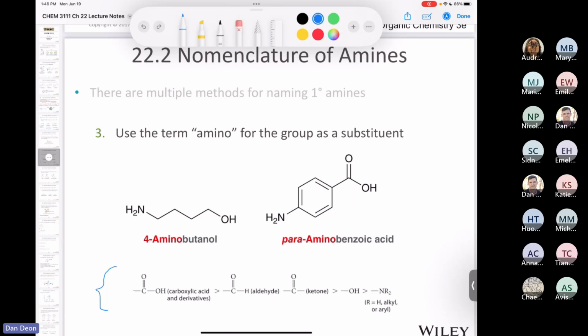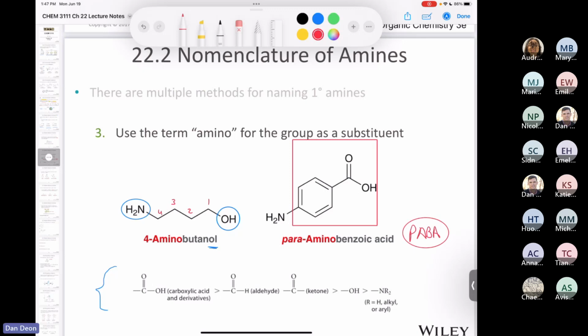What that means is if you had a compound that has an alcohol in it and an amine, you would say the compound is an alcohol. So you would name it as an alcohol. And when you have an NH2 group, you call it an amino group. So 4-aminobutanol: if we look at the longest carbon chain, 1, 2, 3, 4, this is butanol, so you have 4-aminobutanol. Here your parent would be benzoic acid, and you would call this para-aminobenzoic acid. This is PABA, P-A-B-A, if you've ever heard of that before. Or you could call it 4-aminobenzoic acid, the same thing.